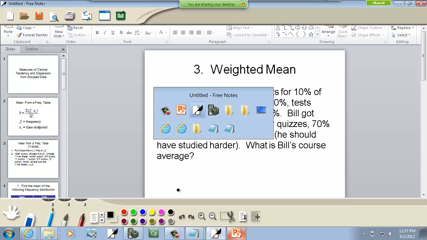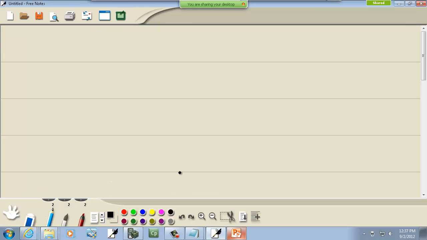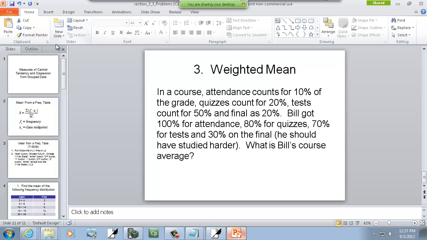Okay. So let's look at this example. It says, in a course, attendance counts for 10% of the grade, quizzes count for 20%, tests count for 50%, and finals 20%. Bill got 100% for attendance, 80% for quizzes, 70% for tests, and 30% on the final. He should have studied harder. What is Bill's course average? Well, let me reposition myself in my seat here. There we go.